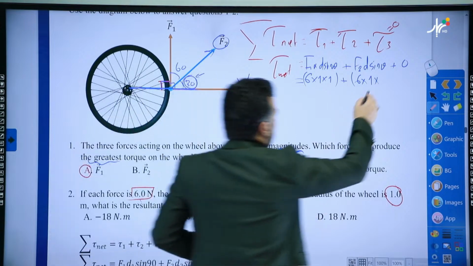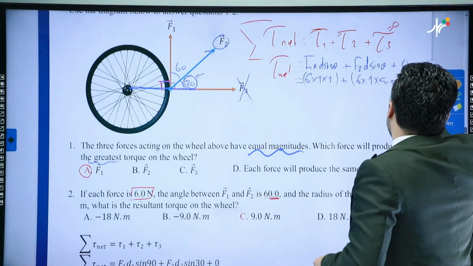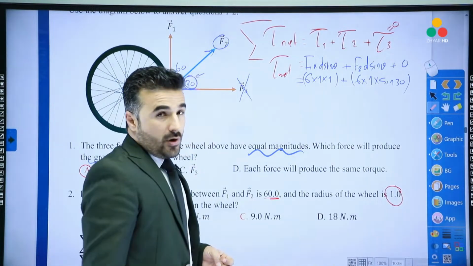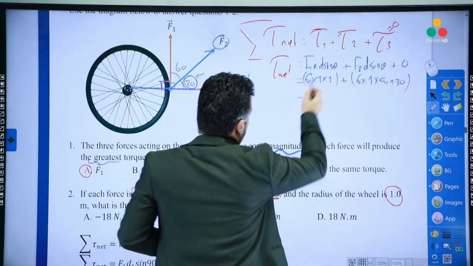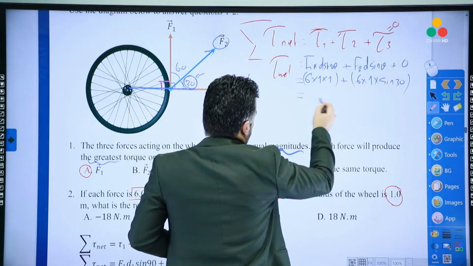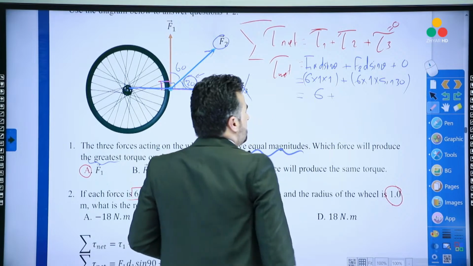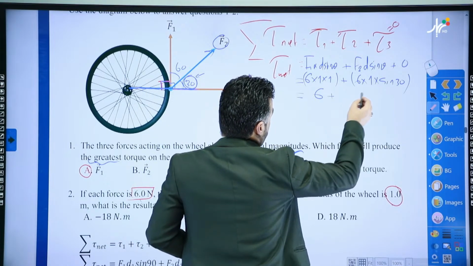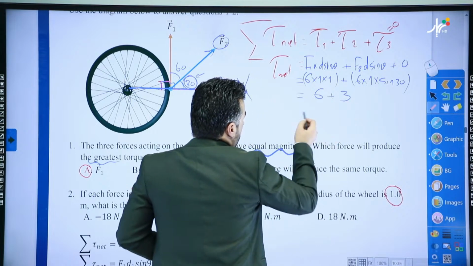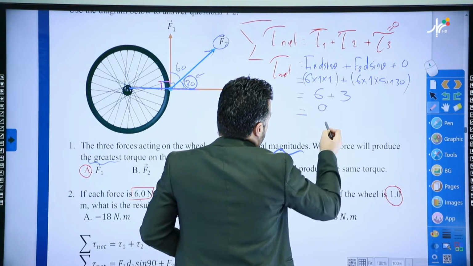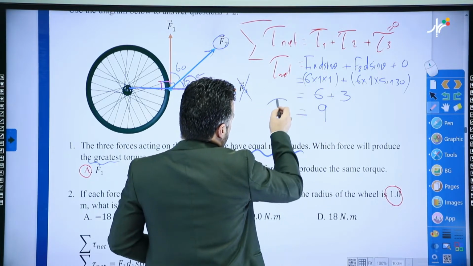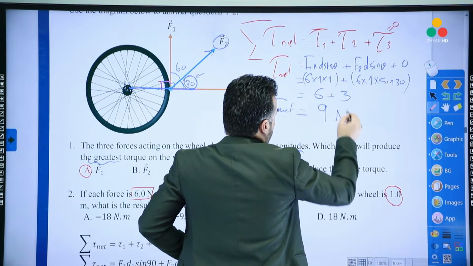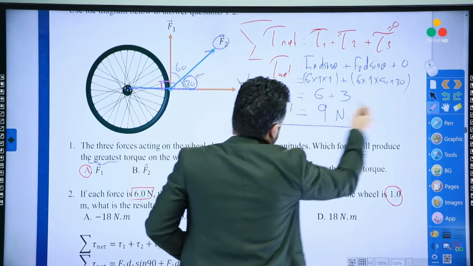So now, sine 30. You do know that sine 30 is equal to half, or 1 over 2, or 0.5. So 6 times 1 times 1, that is 6, plus 6 times 1 times sine 30, which is half, is going to be 3. So 6 plus 3 is going to be 9, and this is the net torque now. So we can say 9 Newton meter, and that is the answer.